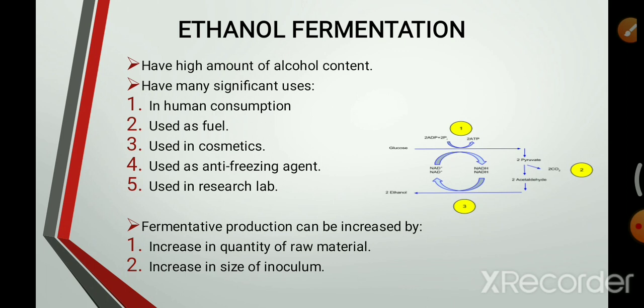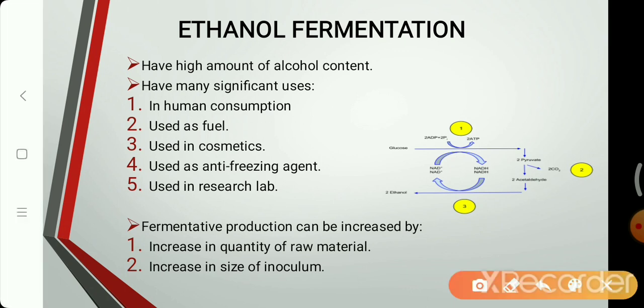Due to these various uses, it is necessary to produce ethanol in larger quantity. This can be done in two main ways. First, increase the quantity of raw material, and second, increase the size of the inoculum. Inoculum means the addition of culture. In industry, if we want to produce more ethanol, we have to take our raw material in a large quantity and our culture in a larger quantity as well.